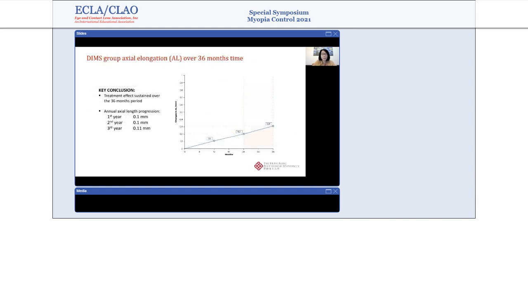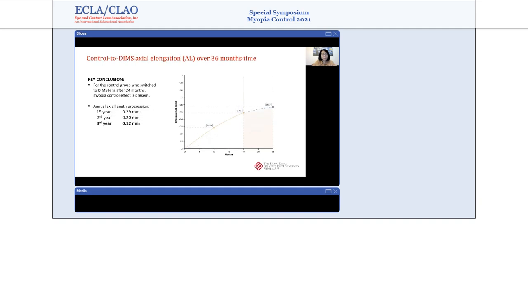This figure shows the axial length changes in the DIMS group. Again, very steady and consistent increase in the annual axial length of around 0.1 millimeter per year. And in the control to DIMS group, the third year change was 0.12 millimeter as compared to the first 2 years of 0.29 millimeter and 0.2 millimeter. Children once switched to wear the DIMS lens benefited with myopia control significantly.